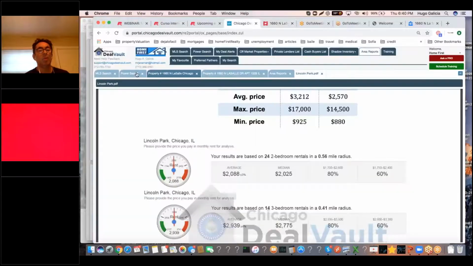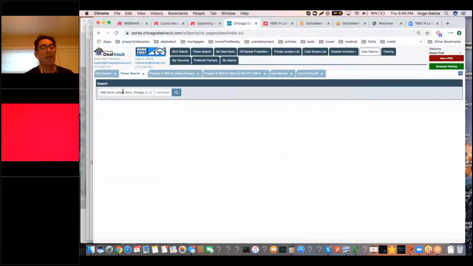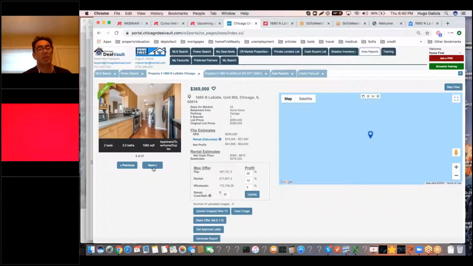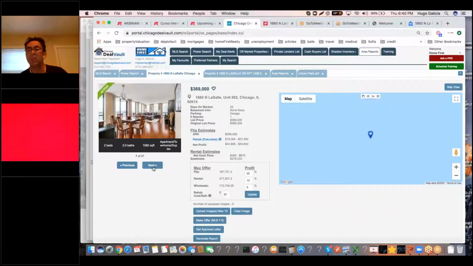Okay. So what I did is, let me quickly show you. I did a power search in ChicagoDealVault for the address. So it's 1660 North LaSalle. Okay. And then two listings came up. One is active for sale, but this does not apply. This is like a 2-bedroom, 2-bath. It's listed for 269.